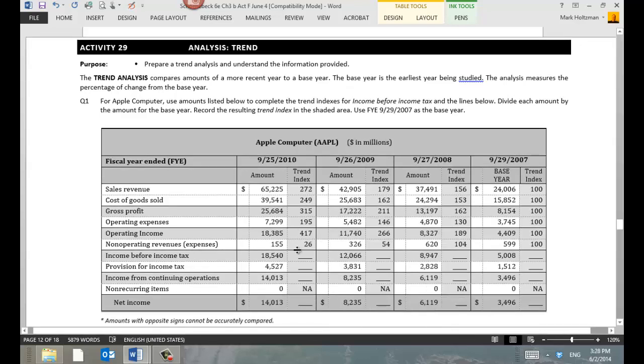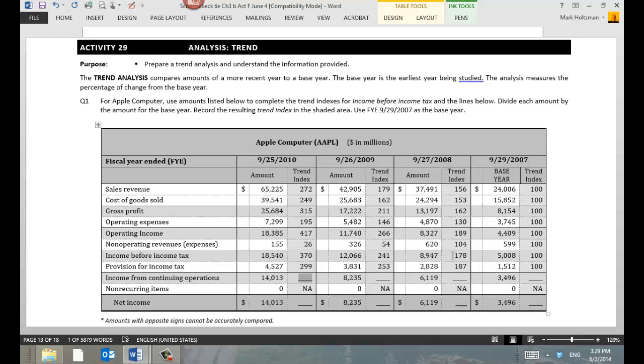All right, just feed me the numbers here because I didn't figure this out. Income before income tax is what? 370. And in 2009? 241. And in 2008? 178. And in 2007 is 100. Provision for income tax? 299. 2009? 253. 2008? 187. And then 100 for 2007.